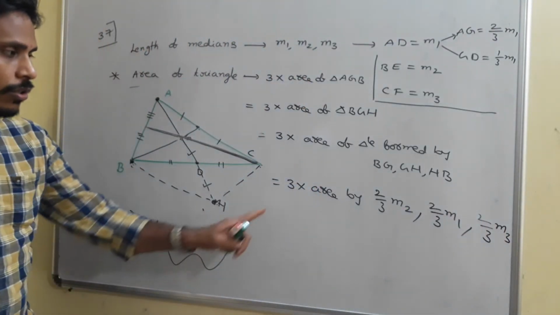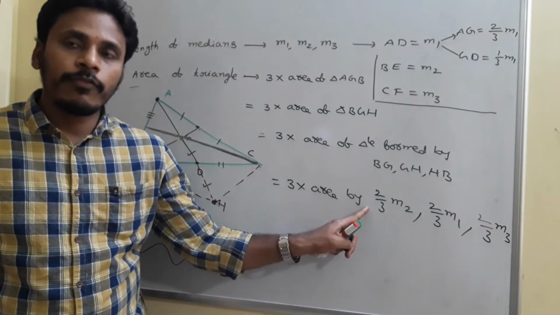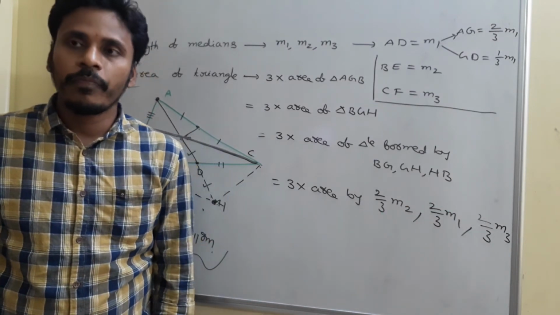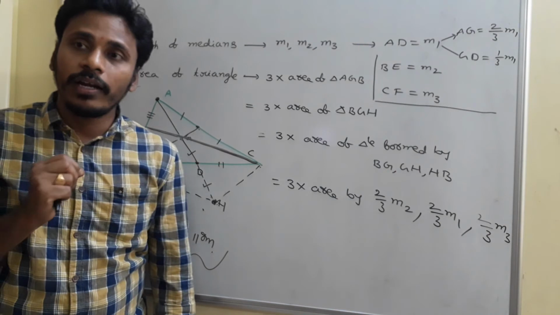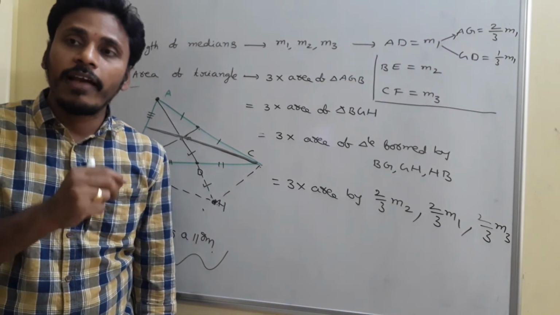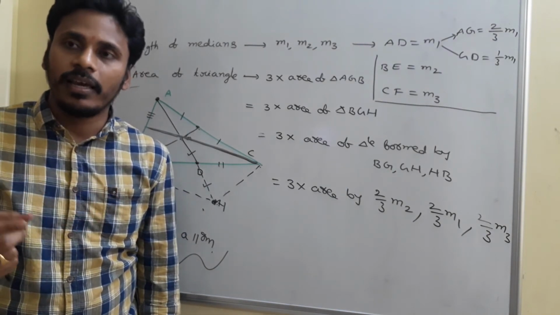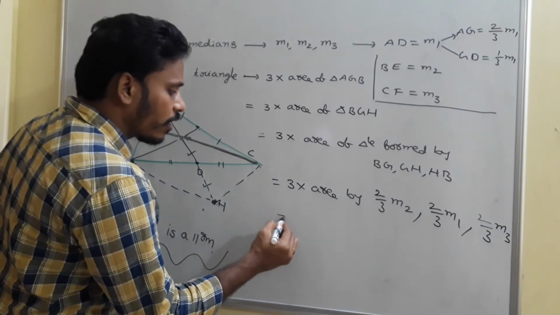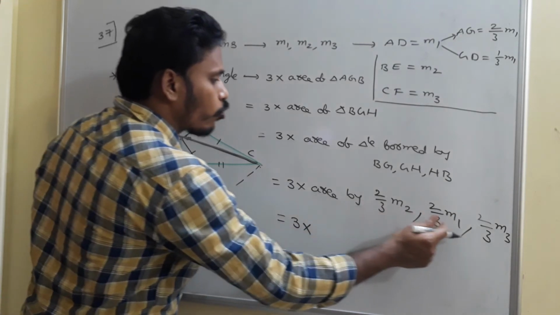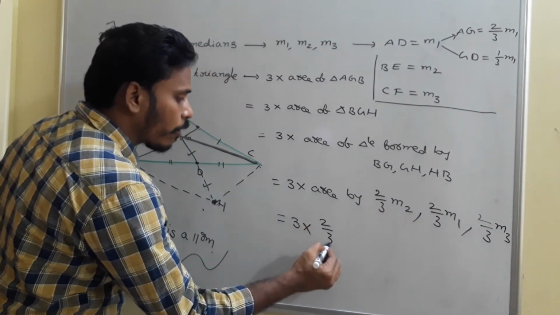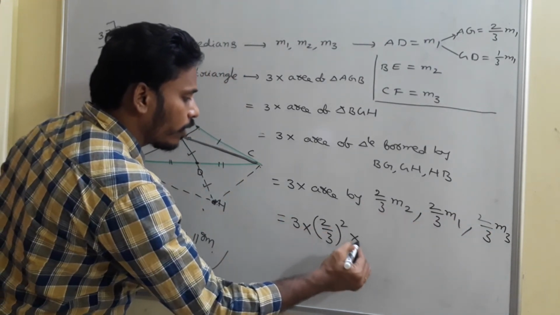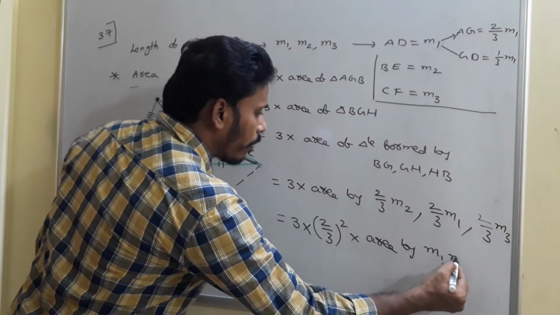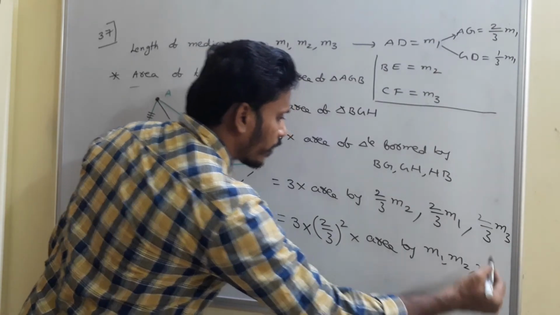Just look there. So 3 into the area of the triangle formed by 2 by 3 m2, 2 by 3 m1 and 2 by 3 m3. Okay, right. Since we are trying to calculate the area, if you multiply every side by some constant k, then the area is affected by k square times. So this is equal to 3 into, everywhere 2 by 3 is there, so you just take out the common 2 by 3. So 2 by 3 square you will get, into the area formed by m1, m2, m3.